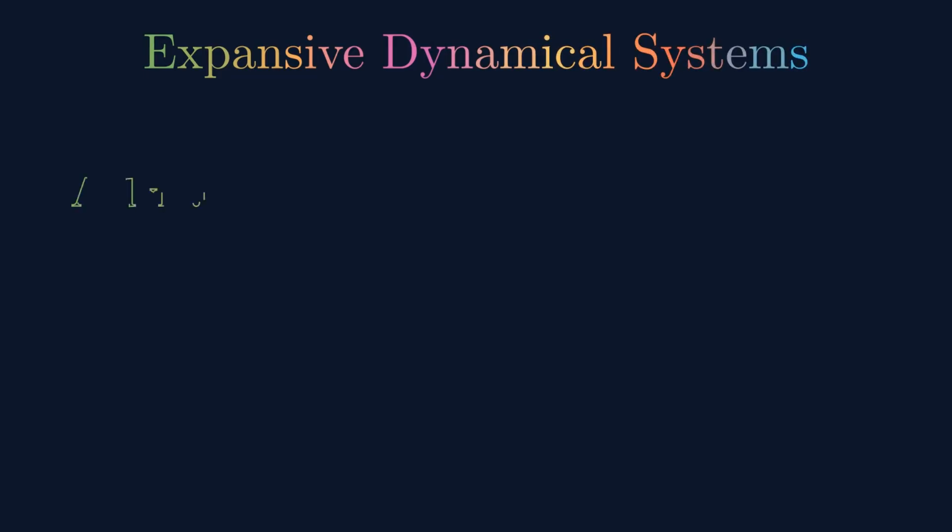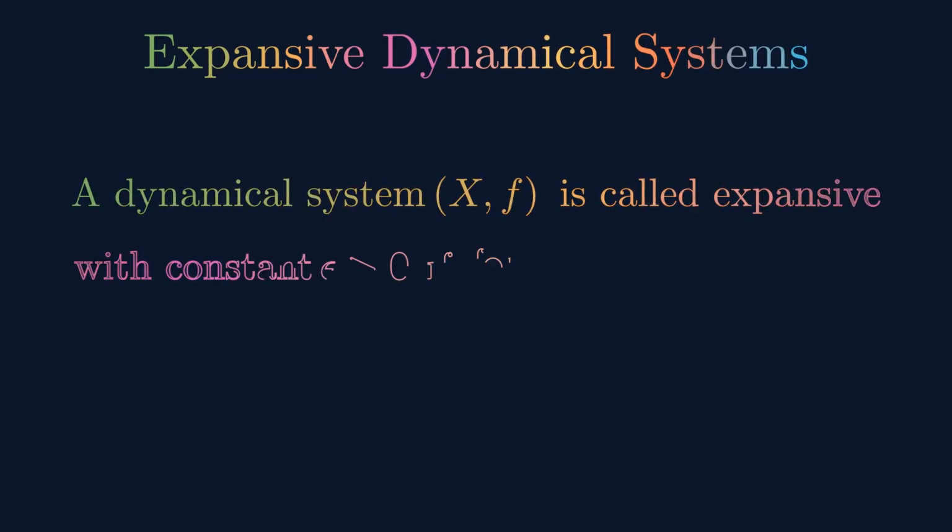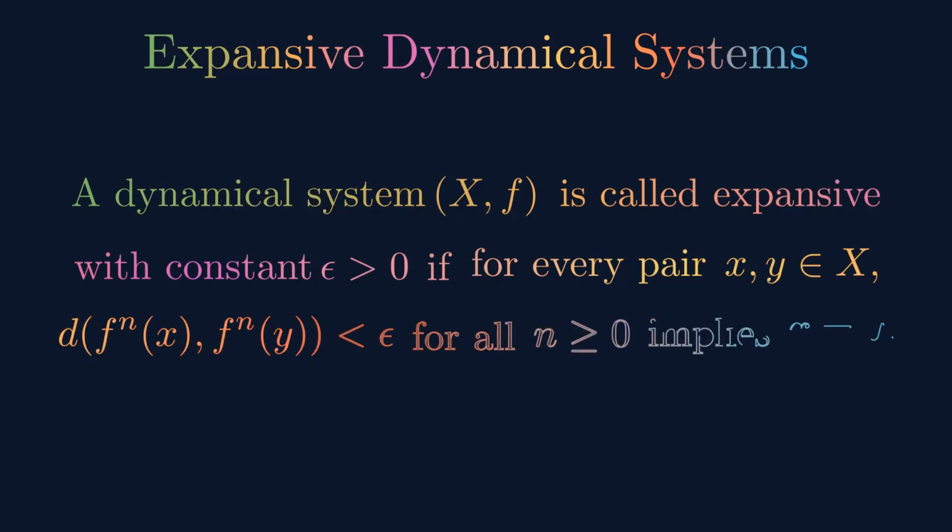An expansive dynamical system is one where points that start arbitrarily close together are eventually forced apart. No matter how close 2 points begin, the system will always find a way to separate them beyond a fixed distance, epsilon.